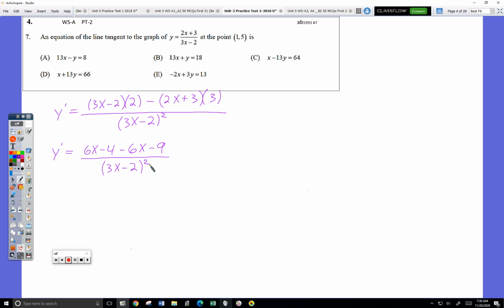So then, would I just simplify on the top? Uh-huh. I would just have negative 13.